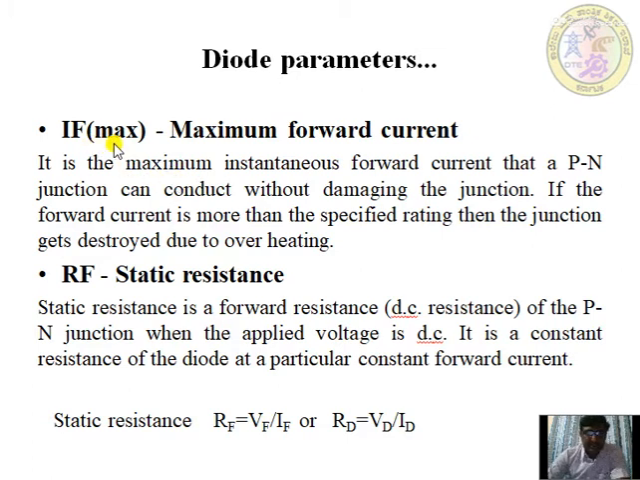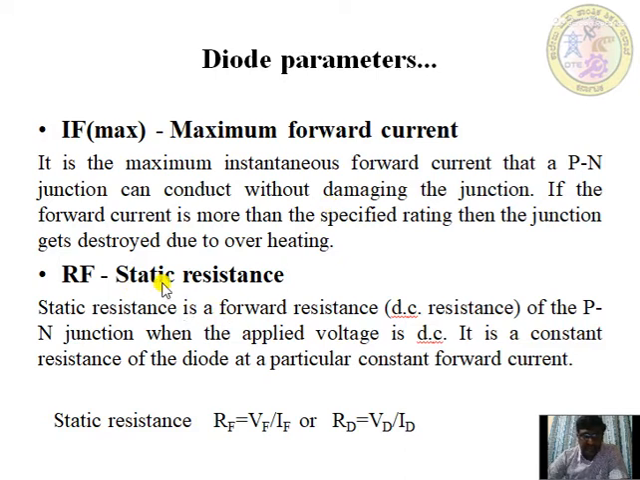IF, that is the maximum forward current. It will have two characteristics, maximum as well as minimum. Maximum forward current is the maximum instantaneous forward current that a PN junction can conduct without damaging the junction. If the forward current is more than the specified rating, then the junction gets destroyed due to overheating. So the diode has its own limit: for silicon the diode starts conducting at 0.7, and if it goes beyond the rating, it might damage the diode. The same applies to germanium. So this one always has a maximum forward current, and beyond that it may damage the diode.